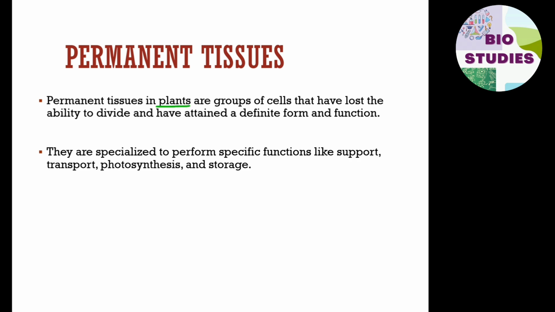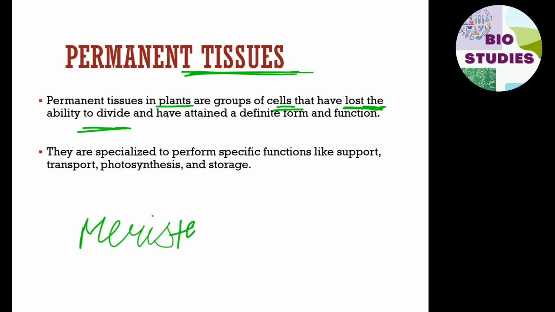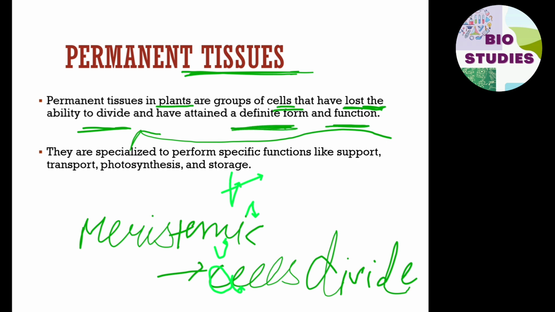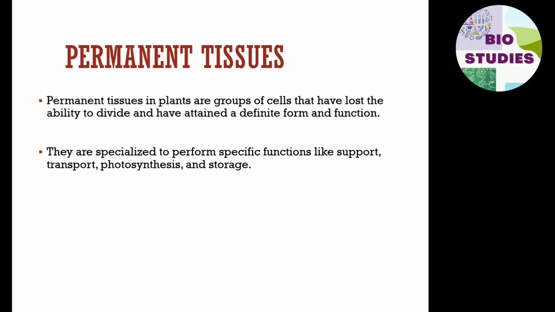Permanent tissues in plants are a group of cells. Basically, tissues are a group of cells, but here the main point is they lost the ability to divide. In case of meristematic tissues, the cells are dividing in nature. But here the cells lose the ability to divide, they attain a definite form and function. They are specialized to perform specific functions like support, transport, photosynthesis and storage.